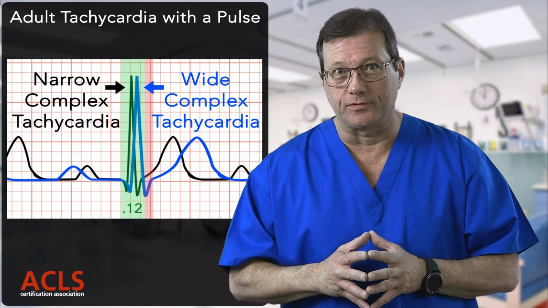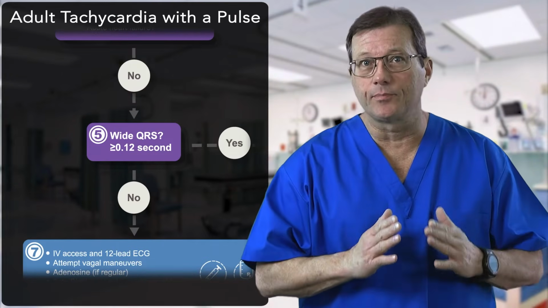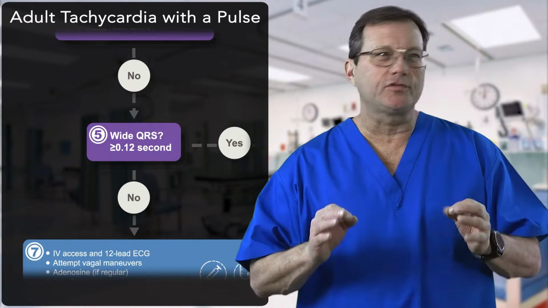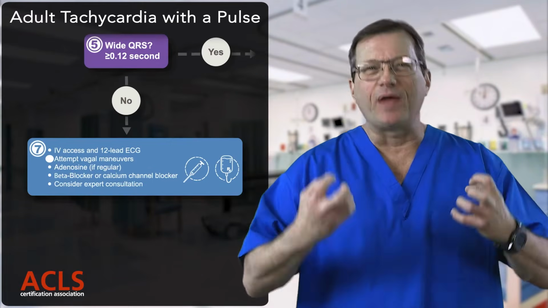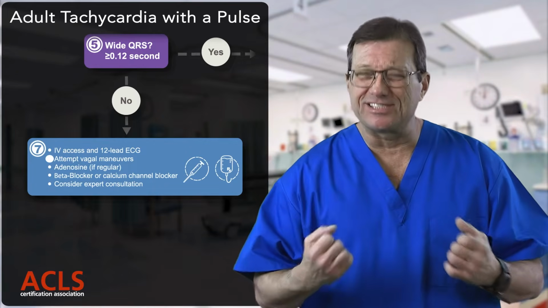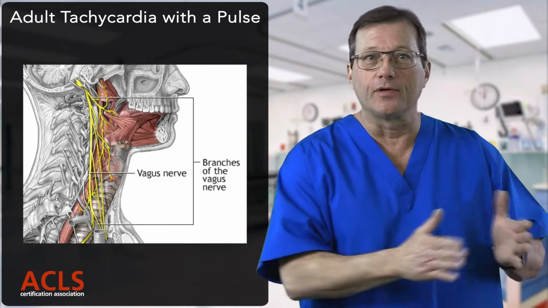Now, if after looking at the QRS, we determine this is a narrow complex tachycardia and we have a stable patient, our treatment first is to try vagal maneuvers. Have the patient bear down. I describe it like you're trying to have a bowel movement. Just bear down real hard. This stimulates the vagus nerve and hopefully will slow down the heart rate.